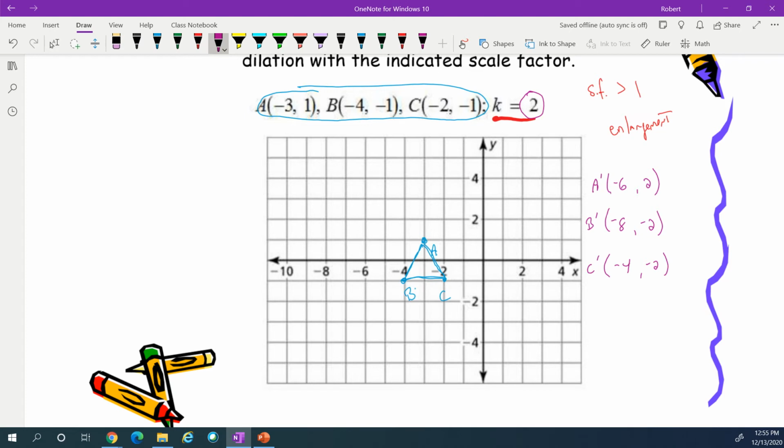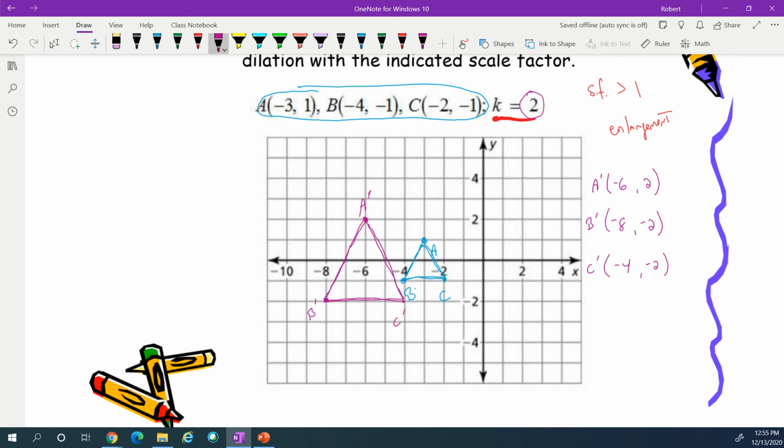So let's look at our new triangle. A prime is at -6, 2. B prime is at -8, -2. And C prime is at -4, -2. And here we can see our new triangle after the dilation. Our triangle is twice as tall. It was 2 units tall. Now it's 4 units tall.